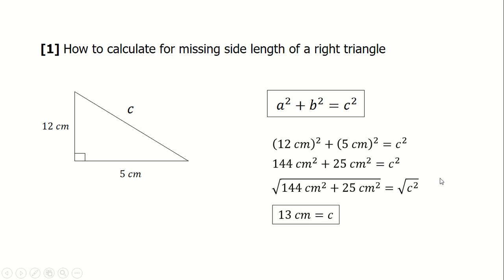So again, 144 plus 25 is 169, although again not shown here. But if you get the square root of 169, that will be 13. So the length of side C is 13 centimeter. One clue that you are correct in your calculation is the hypotenuse is always the longest side in the triangle. So here we get 13, which is greater than 12 and 5 centimeter. So in a way, we can somewhat check our answers.